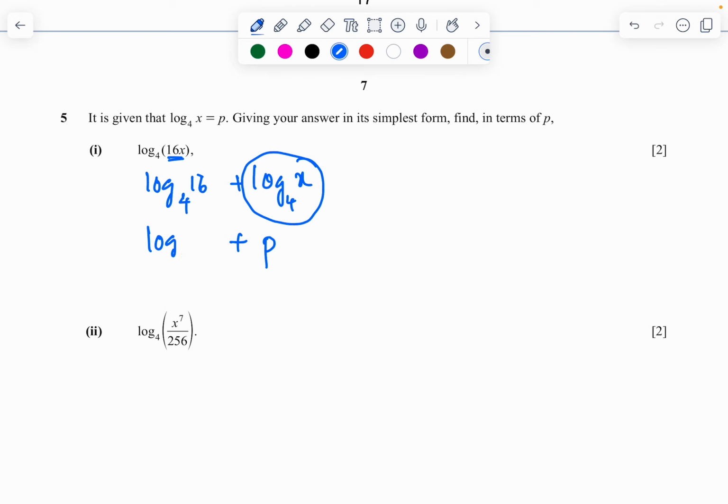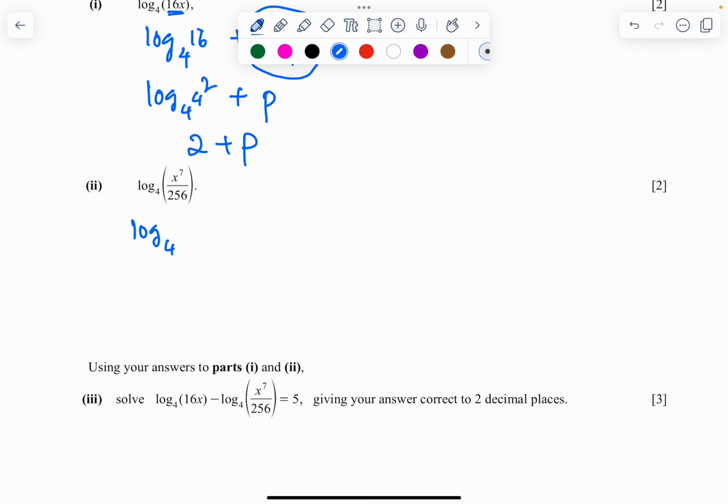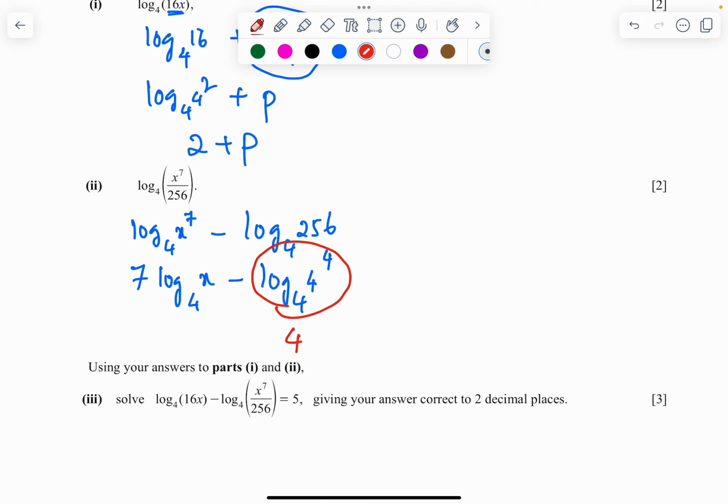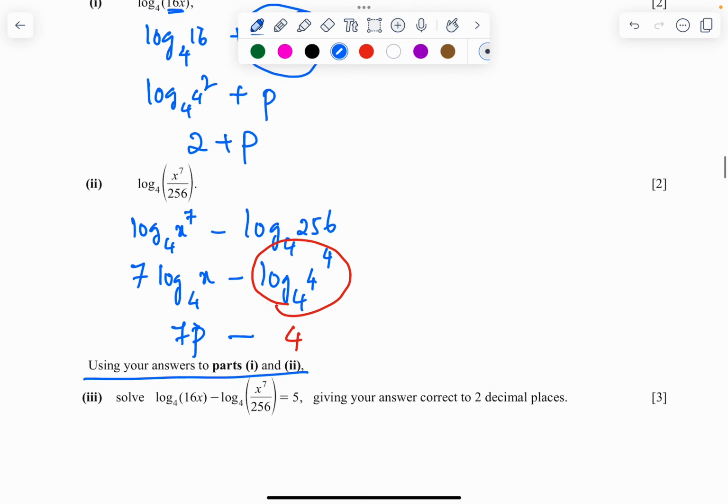And this one I can write as 4 squared. So this gives me 2 plus p. Then this also I'm using the division law and I will write it as this. So this I will write as 7. Bring the power, using the power law, bring the 7 down, minus 4, 4 to the power of 4. So we know that this becomes 4, and minus 7p, 7p minus 4.